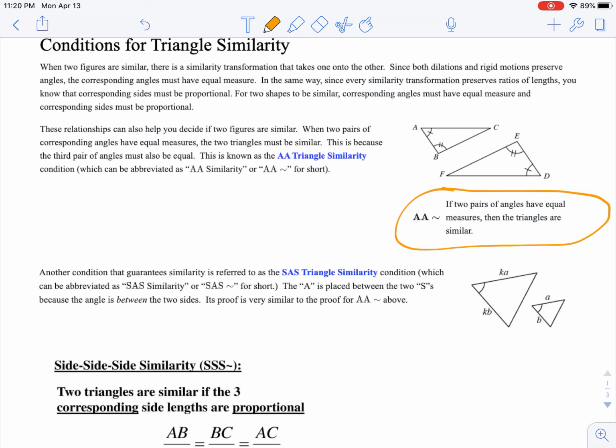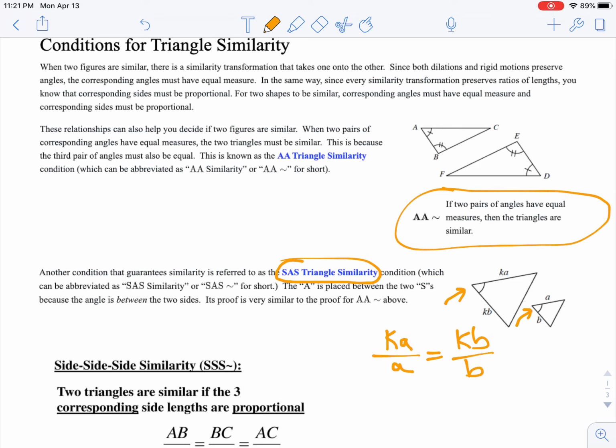The second one is the side angle side similarity condition, and that means if two pairs of corresponding side ratios are equal and the included angle. Included is just a fancy way of saying the angle in between the two given side measures. So let's take a look at the corresponding side ratios. KA corresponds to side A, KB corresponds to side B.